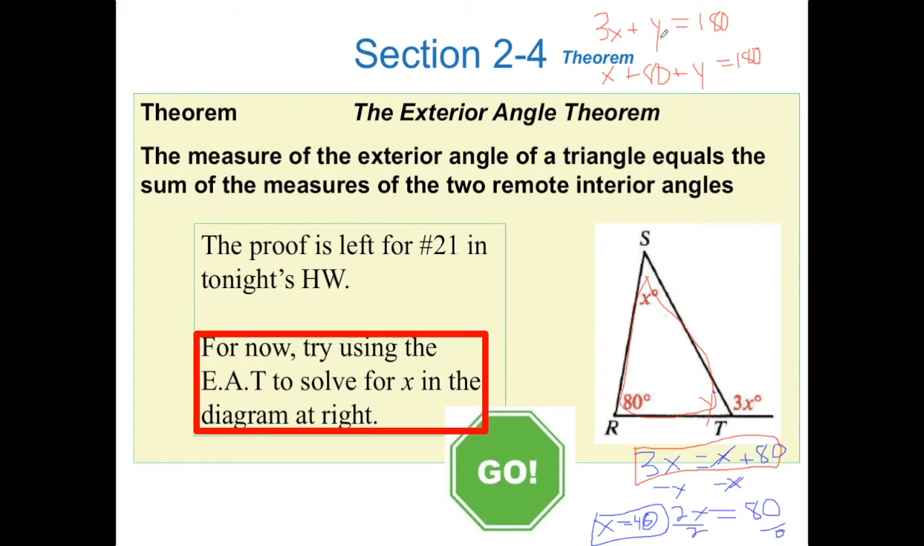because it would just take more steps. What we notice here is that there are two ways to get 180. These are supplementary, and then these add to 180 degrees. Then we'd be able to combine them, like the equal values method or transitive property. You'd have 3x plus y equal to x plus 80 plus y. And I've got a plus y on both sides, so I can knock those out.